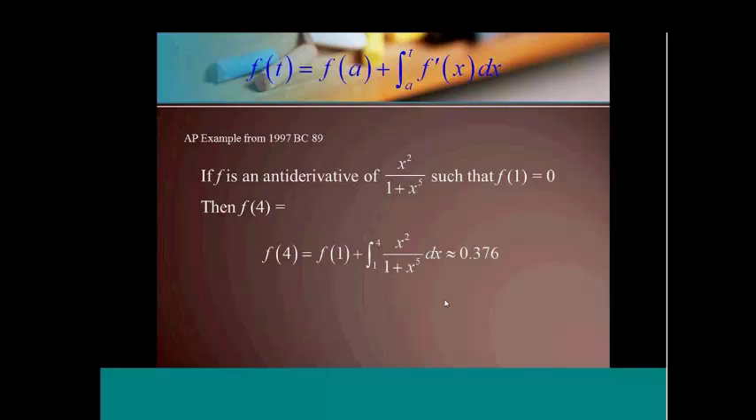All right, that was way back in 89. There's the other way of looking at it, that f of 4 minus f of 1 is the integral there. That's the fundamental theorem idea. And, of course, f of 1 is 0, so you, again, do this by calculator.